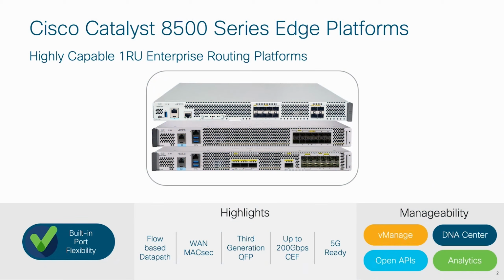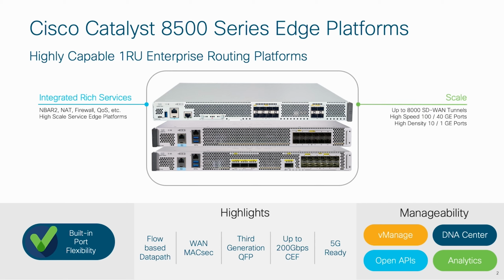Before we get to the user-centric elements, let's have a quick look at why the Catalyst 8500 platforms are highly capable enterprise routing platforms. Starting with the integrated rich services supported from day one, such as NBAR, NAT, Firewall, QoS, and Layer 4 to Layer 7 services. From the scale point of view, these platforms can aggregate up to 8,000 SD-WAN tunnels.